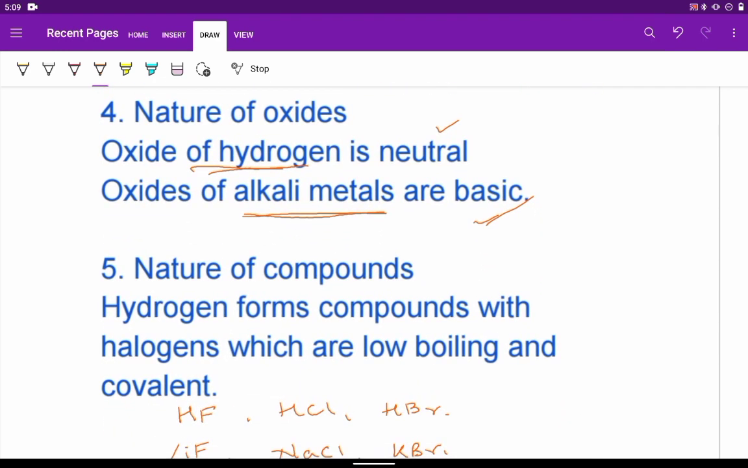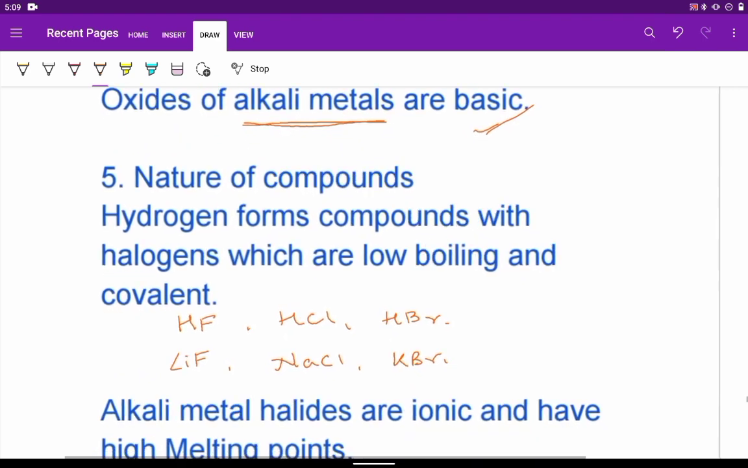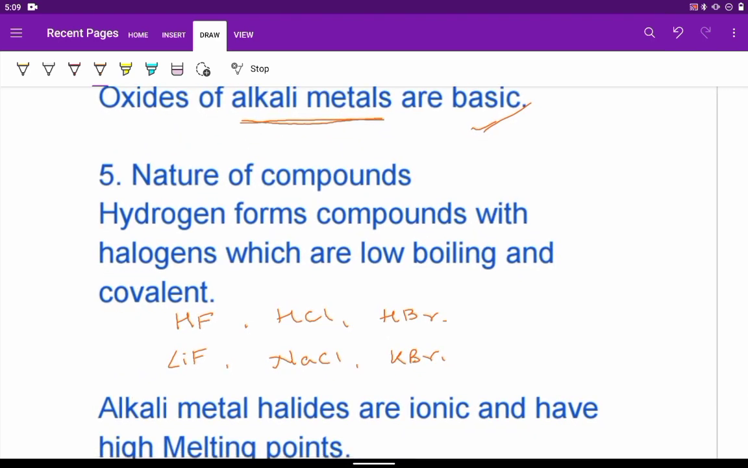As far as nature of compounds is considered, hydrogen can form compounds with halogens. When it forms compounds with halogens, the compounds are covalent, that is, they are formed by sharing of electrons, and their boiling point is quite low, like HCl, HBr, these are all covalent compounds, so boiling points are low.